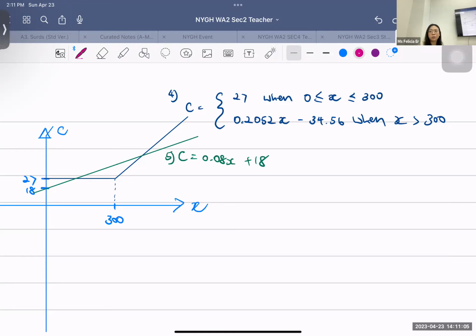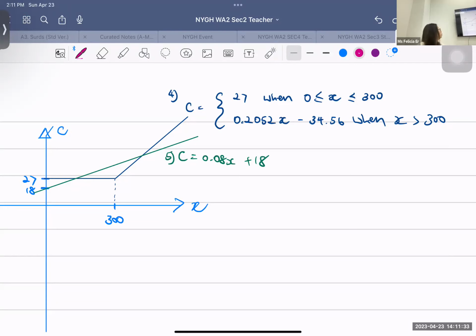Another way, besides looking at the steepness of the graph, is to just have 2 points, plot them and then connect the 2 points. Why can you do that? Because this is a linear graph. A linear graph is a straight line. To plot a straight line graph, do you know you always just need 2 coordinates? Yes, because it's a straight line. With 2 coordinates, you can draw one straight line.